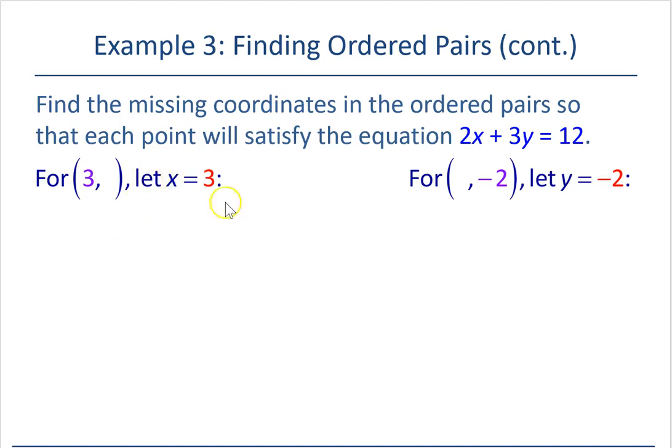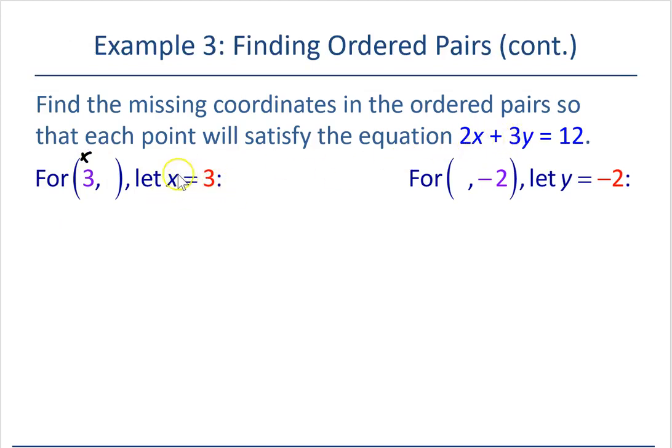Okay, find the missing coordinates in the ordered pairs so that each point will satisfy the equation. Well, here's the beauty of graphs, is what this does is when in a linear equation, it's helping us solve. So notice here, they're saying, hey, x is equal to 3. Well, look, there's a coordinate point there. This is our x value here. Okay, well, they're saying x is 3.